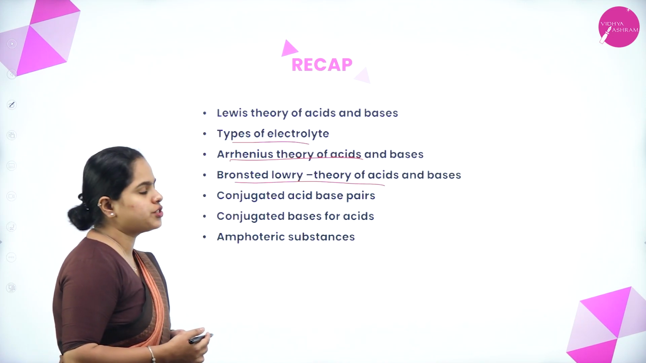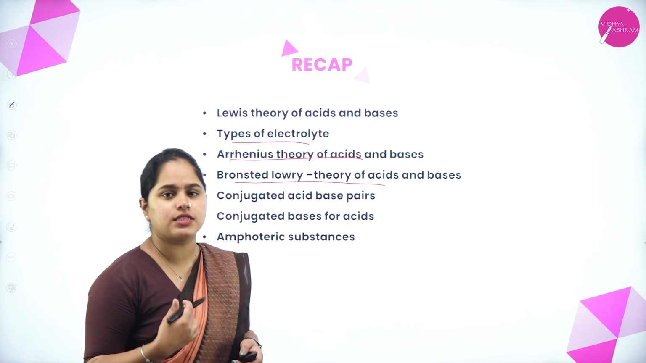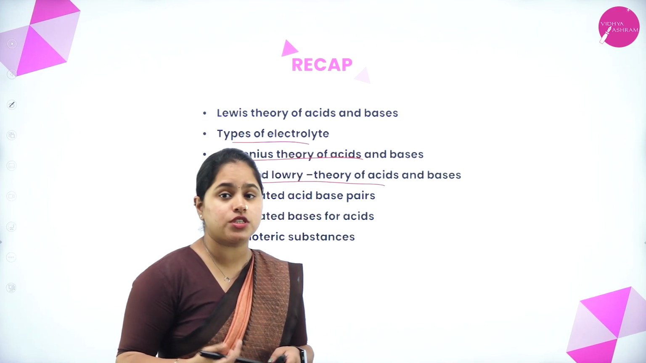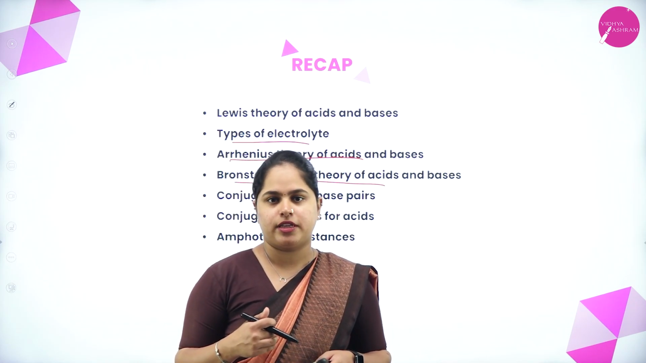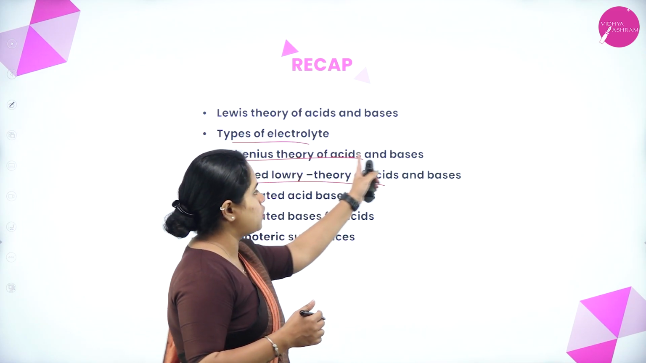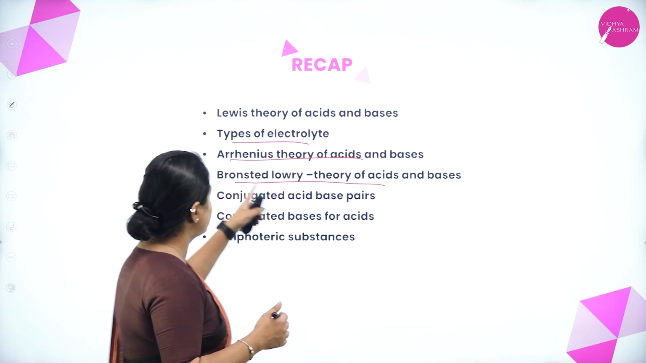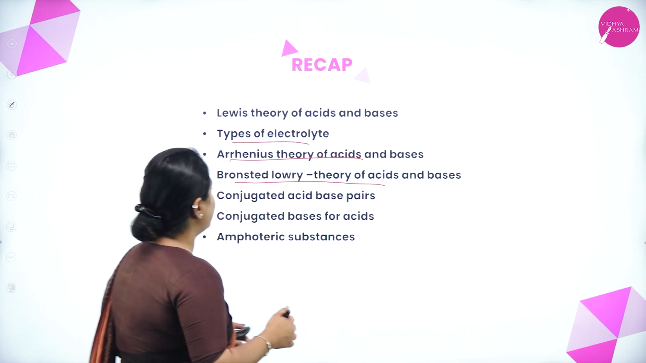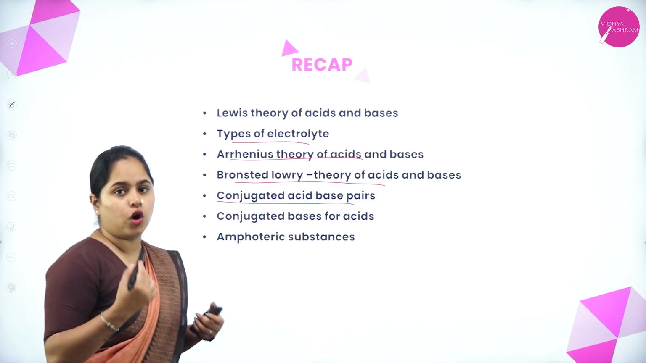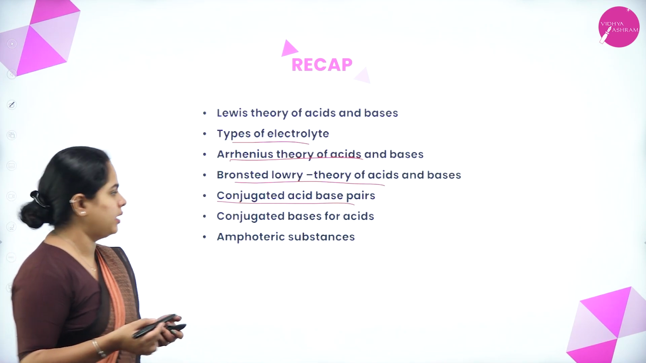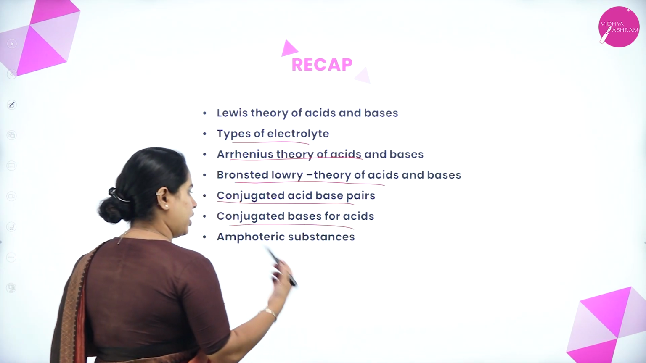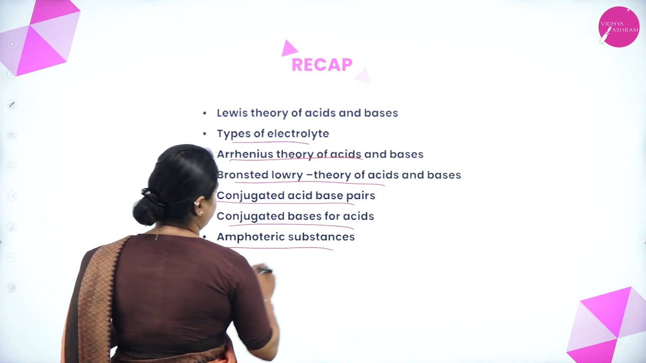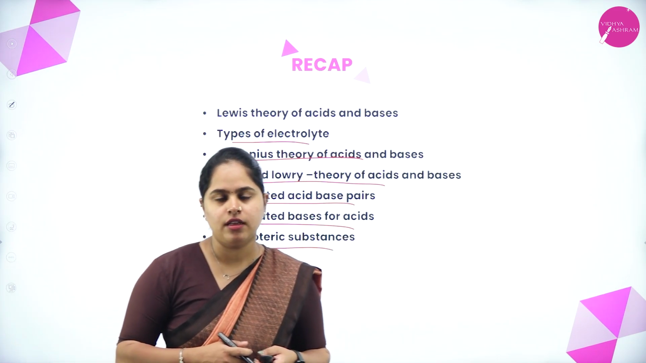And according to Bronsted-Lowry theory of acids and bases, acids are those substances which can donate H plus ions, and bases are the substances which can accept H plus ions, right? So the first was on the basis of H plus as well as OH minus ions. The second theory, Bronsted-Lowry theory, was only based on H plus ions. And then we studied how to identify conjugate acid and conjugate base pairs, conjugate bases for acids as well as conjugate acids for bases, as well as what amphoteric substances are, in the last session.